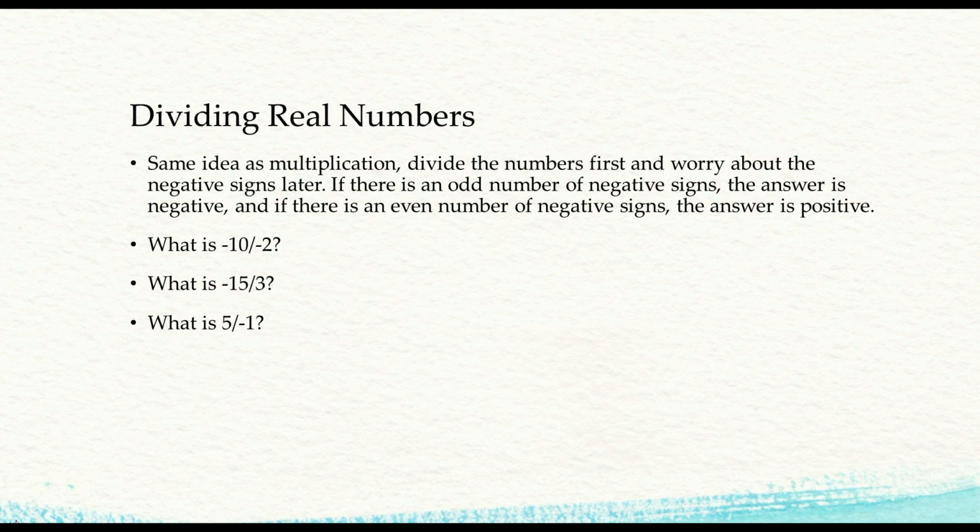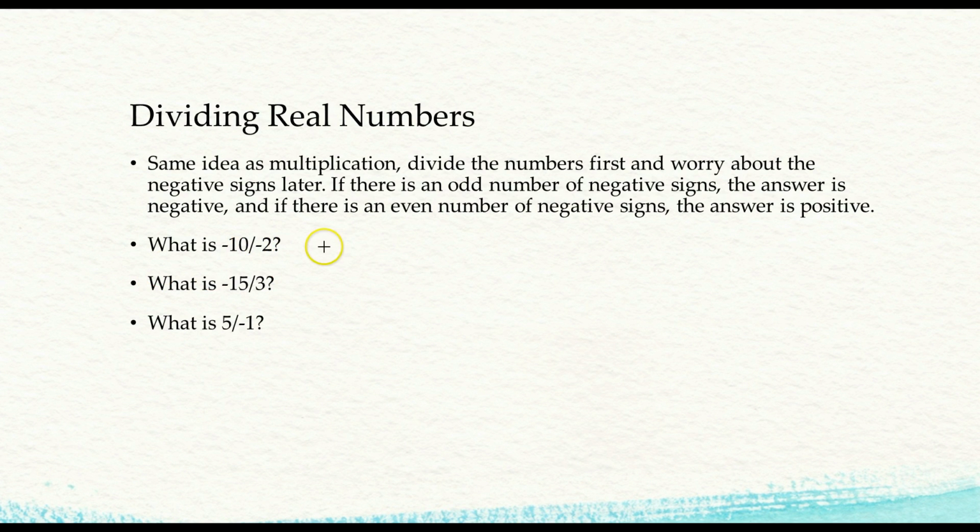So dividing real numbers is very much the same thing. It's the same idea as multiplication. We divide the numbers first, and we worry about the negative signs later. If there is an odd number of negative signs, the answer is negative. And if there is an even number of negative signs, the answer is positive. So same thing as multiplication. We just divide first, worry about the negative signs later.